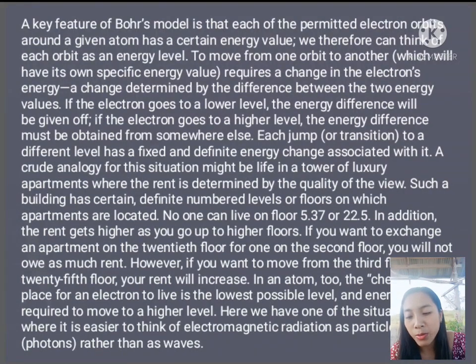A key feature of Bohr's model is that each of the permitted electron orbits around a given atom has a certain energy value. We can therefore think of each orbit as an energy level. To move from one orbit to another, which will have its own specific energy value, requires a change in the electron's energy, a change determined by the difference between the two energy values. If the electron goes to a lower level, the energy difference will be given off. If the electron goes to a higher level, the energy difference must be obtained from somewhere else. Each jump to a different level has a fixed and definite energy change associated with it.